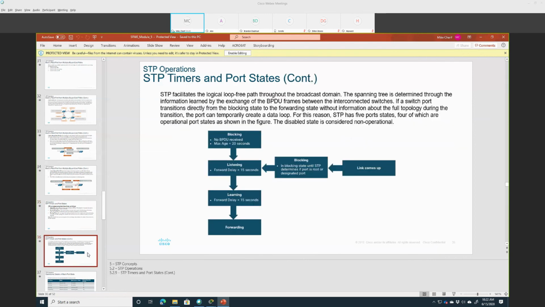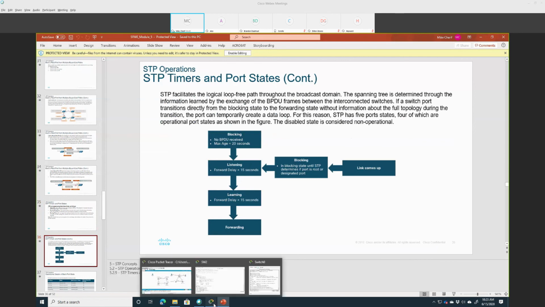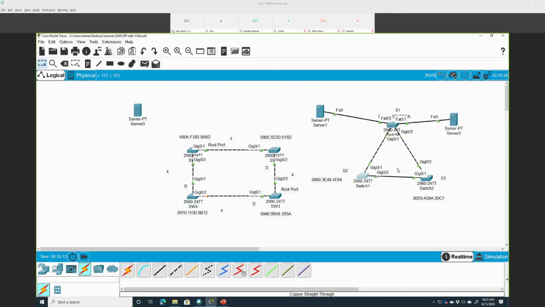This is very important: the STP timers and port states. You go through blocking mode, listening, learning, and forwarding. See that? So that's why, when we disconnected that server right here and this came up, it takes so many seconds. The reason why is because we enabled this one with what? PortFast.